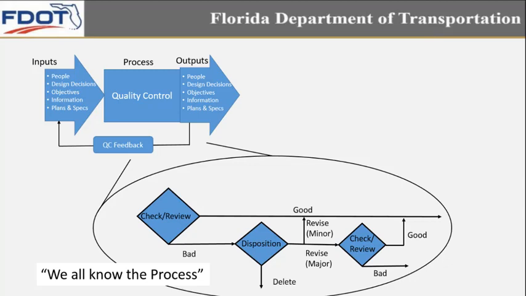Do you make a minor revision, which, as you can see, kind of goes back on the good path with little to no feedback? Or is there a major revision where it goes through basically another check review cycle, where you can kind of see that illustrated at the top left-hand corner of that QC feedback loop? And that's basically the primary process that we go through with every quality control mechanism in place.